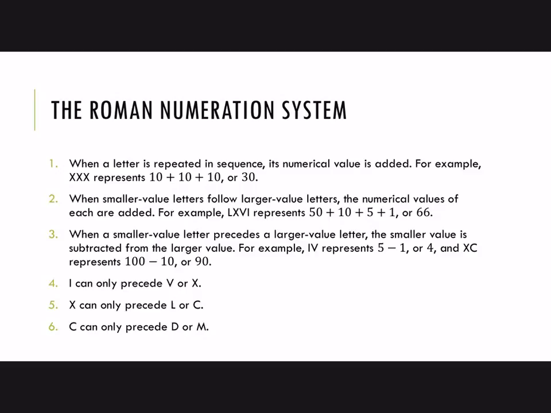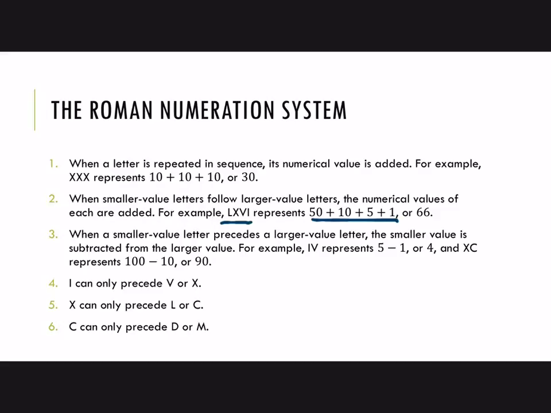Here are the rules for using this system. Whenever you have a letter repeated in sequence, its numerical value is added. So 3 X's would represent 10 plus 10 plus 10, or 30. If you have smaller value letters following larger ones, then you add the numerical values. So LXVI is 50, 10, 5, 1, and those are all going from large to small, so we would add, and that represents 66.